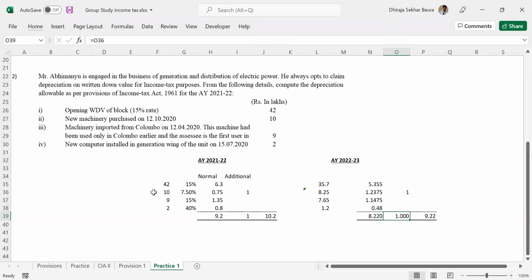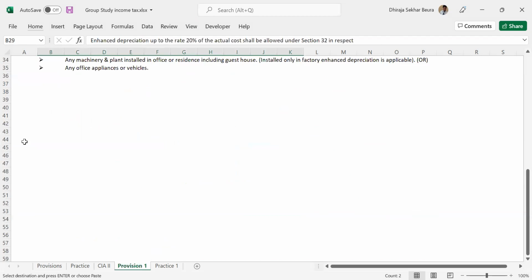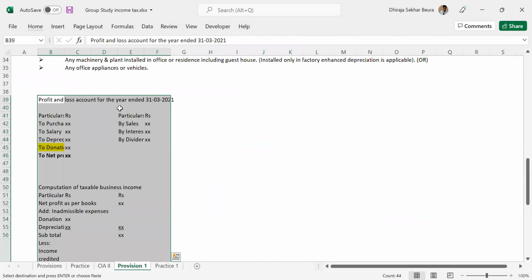So Dheeraj, this 40% depreciation on computers, that will continue till the value becomes 0, right? Yes, it continues till the value becomes 0. No, that's all. Okay, awesome. Now, any other questions, please?